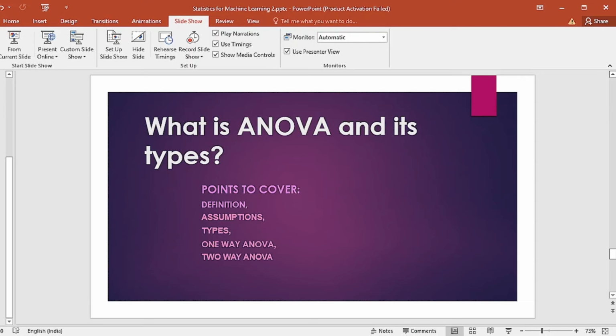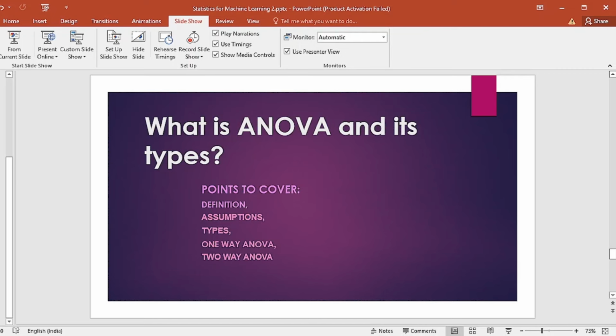Assumptions of ANOVA: the dependent variable is approximately normally distributed within each group. This assumption is more critical for smaller sample sizes. The samples are selected at random and should be independent of one another. All groups have equal standard deviation. Each data point should belong to one and only one group. There should be no overlap or sharing of data points between the groups.